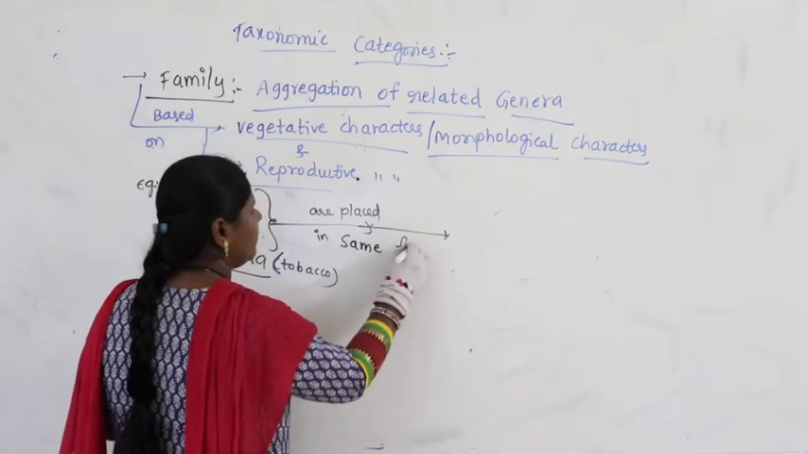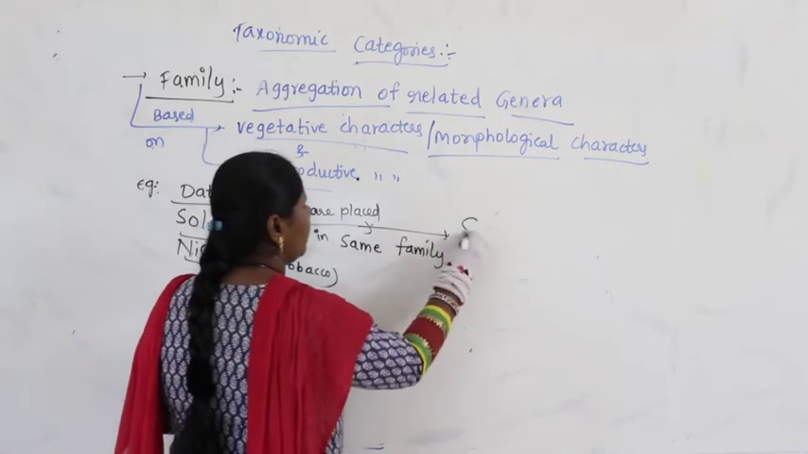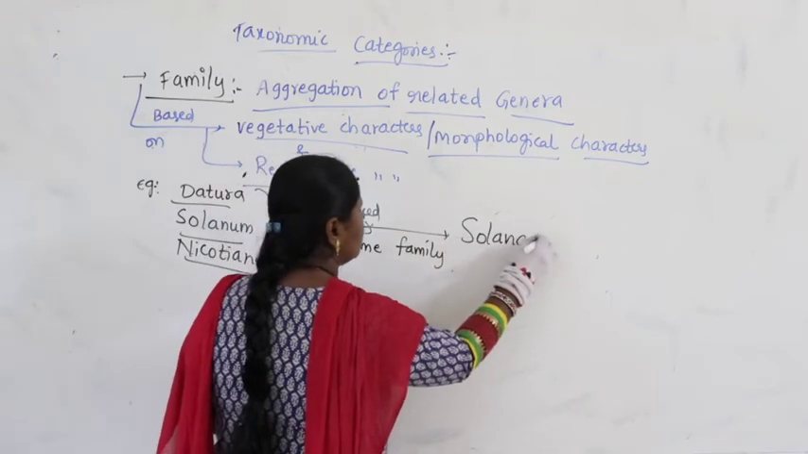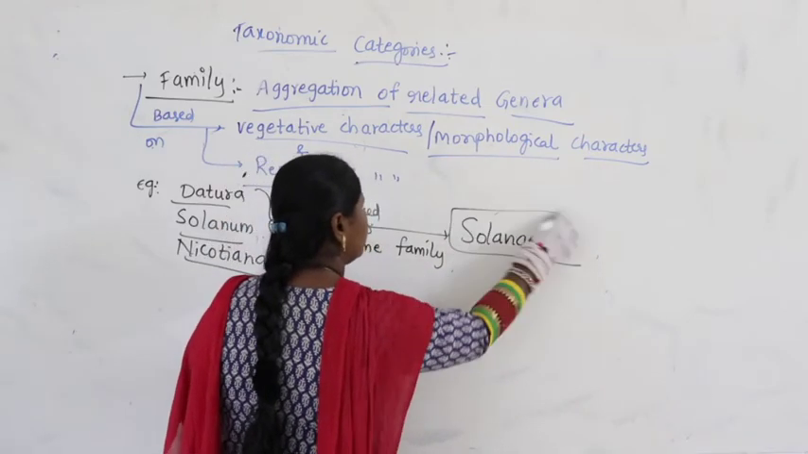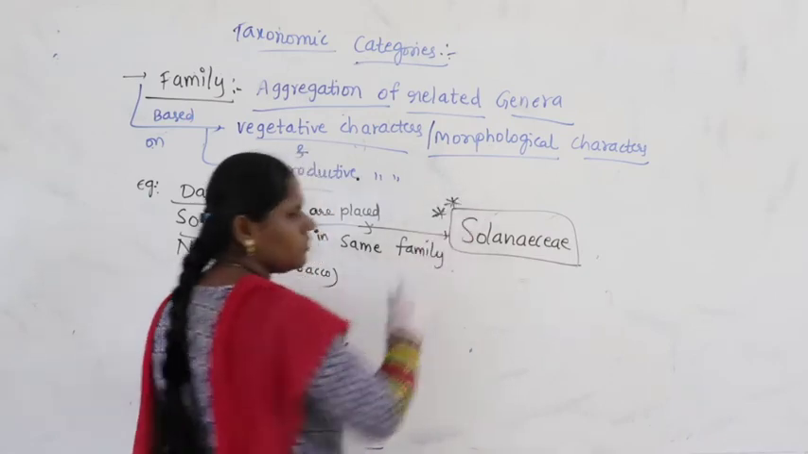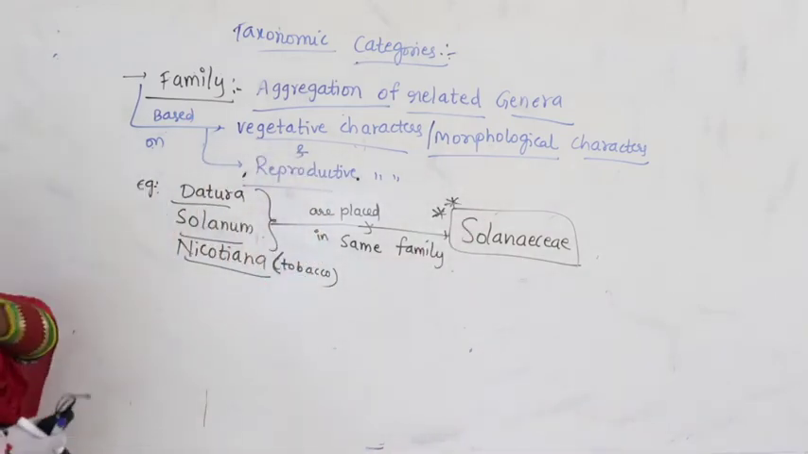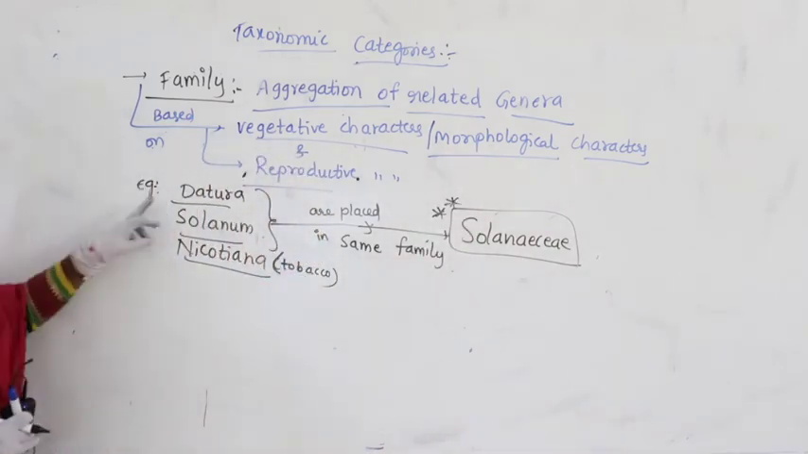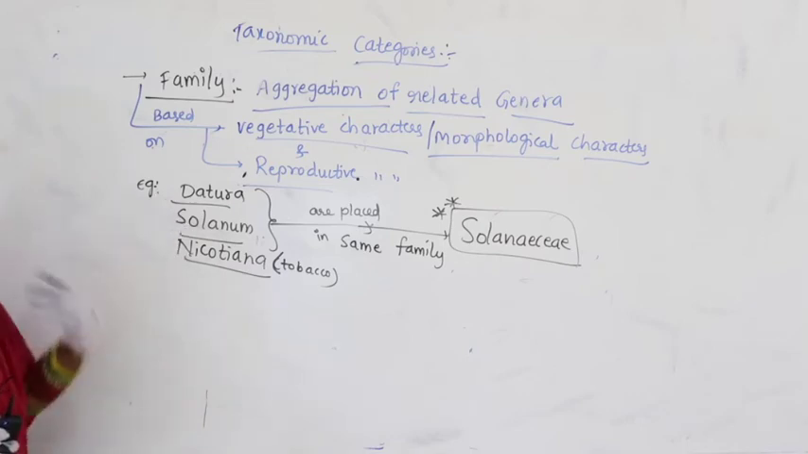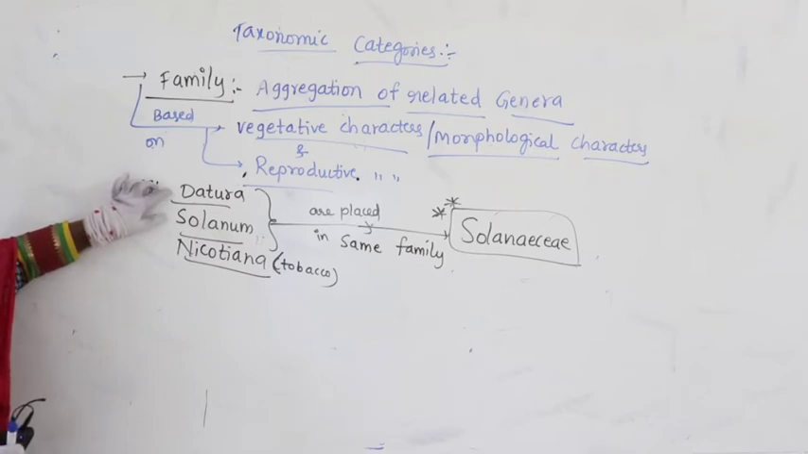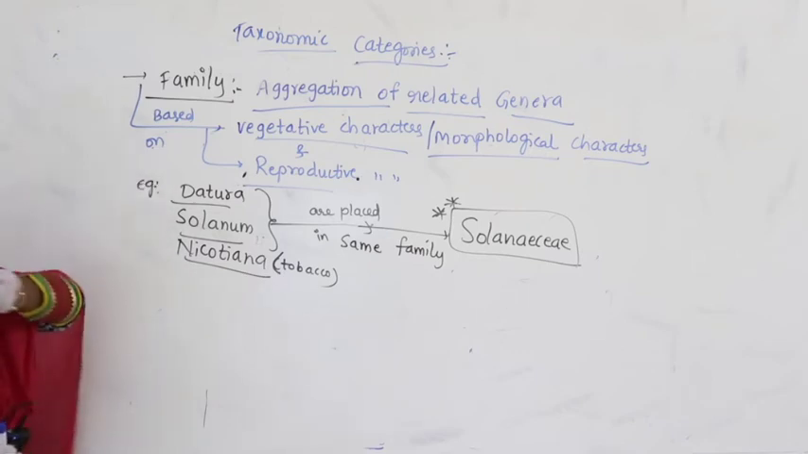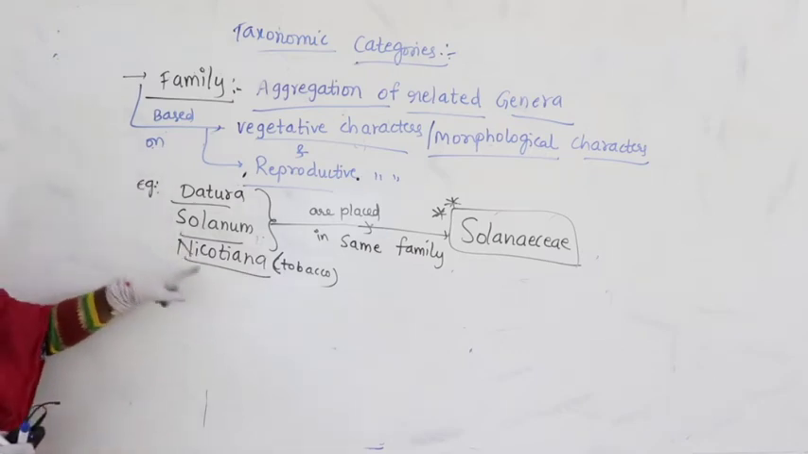What is that family which we are placing into this? We are placing into the family called Solanaceae. That means the genus Datura is different. Solanum is a different plant. Nicotiana is a different plant. This is a particular genus called Datura. Another genus, a totally different plant, is called Solanum.